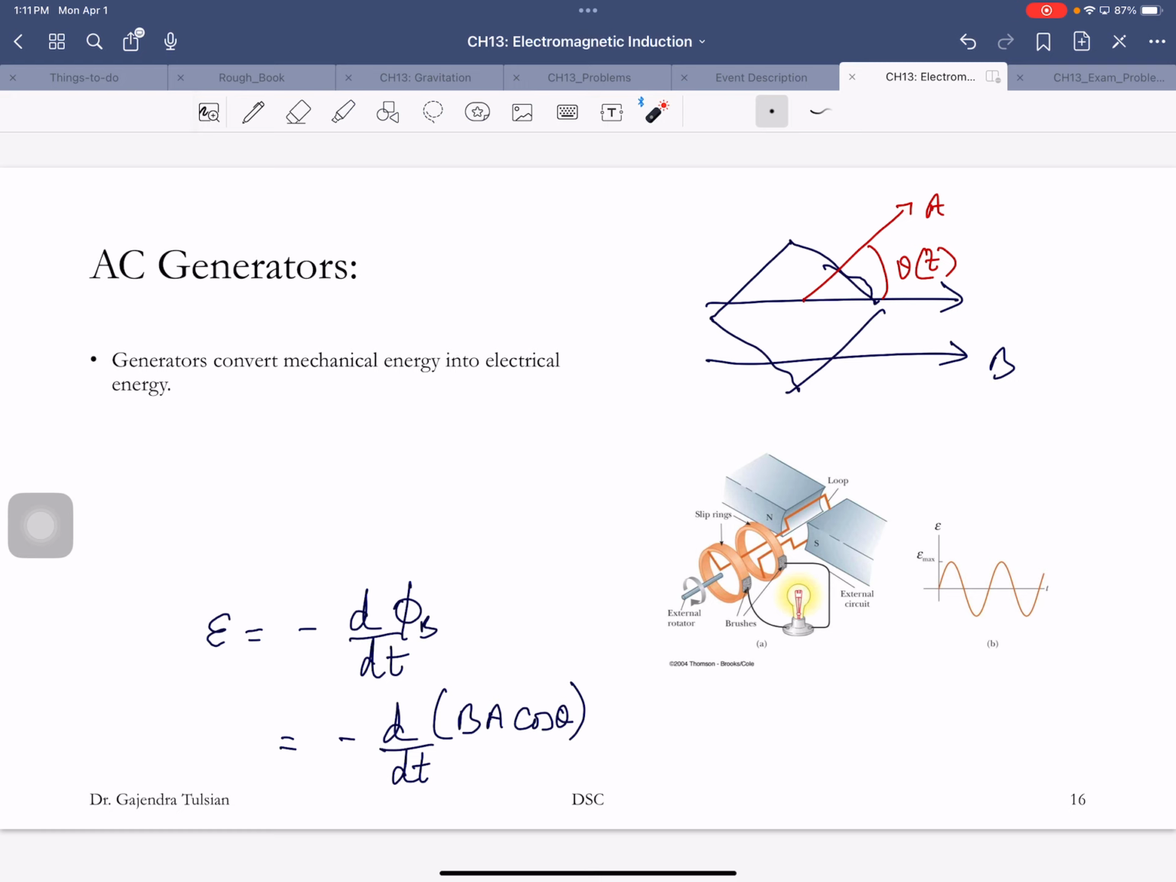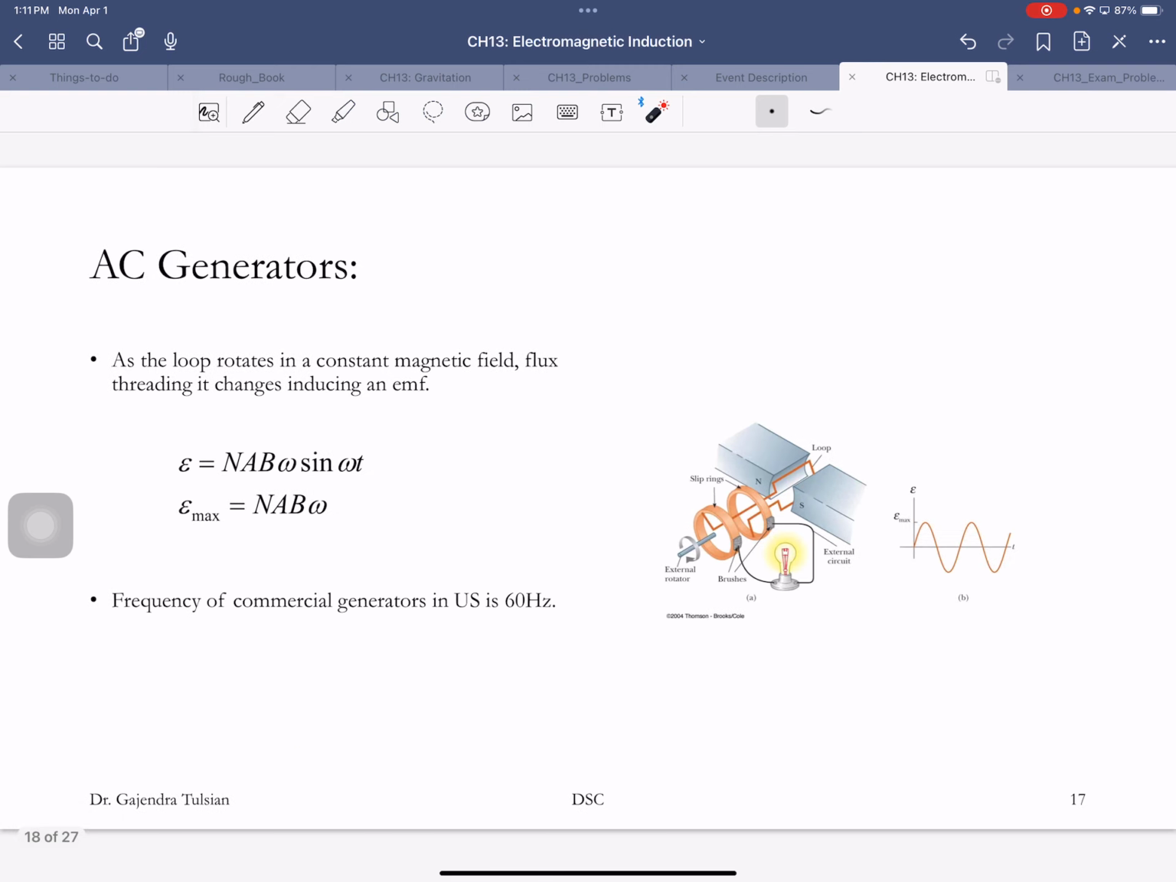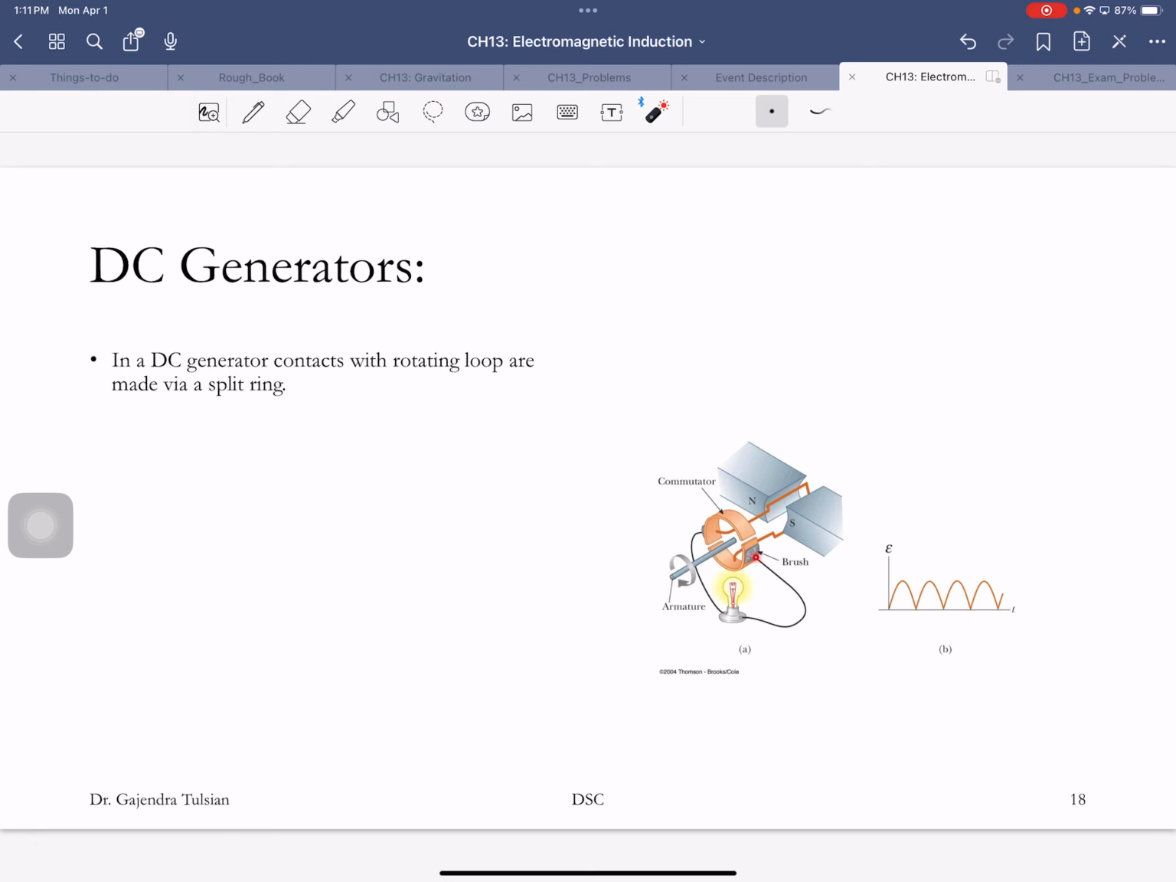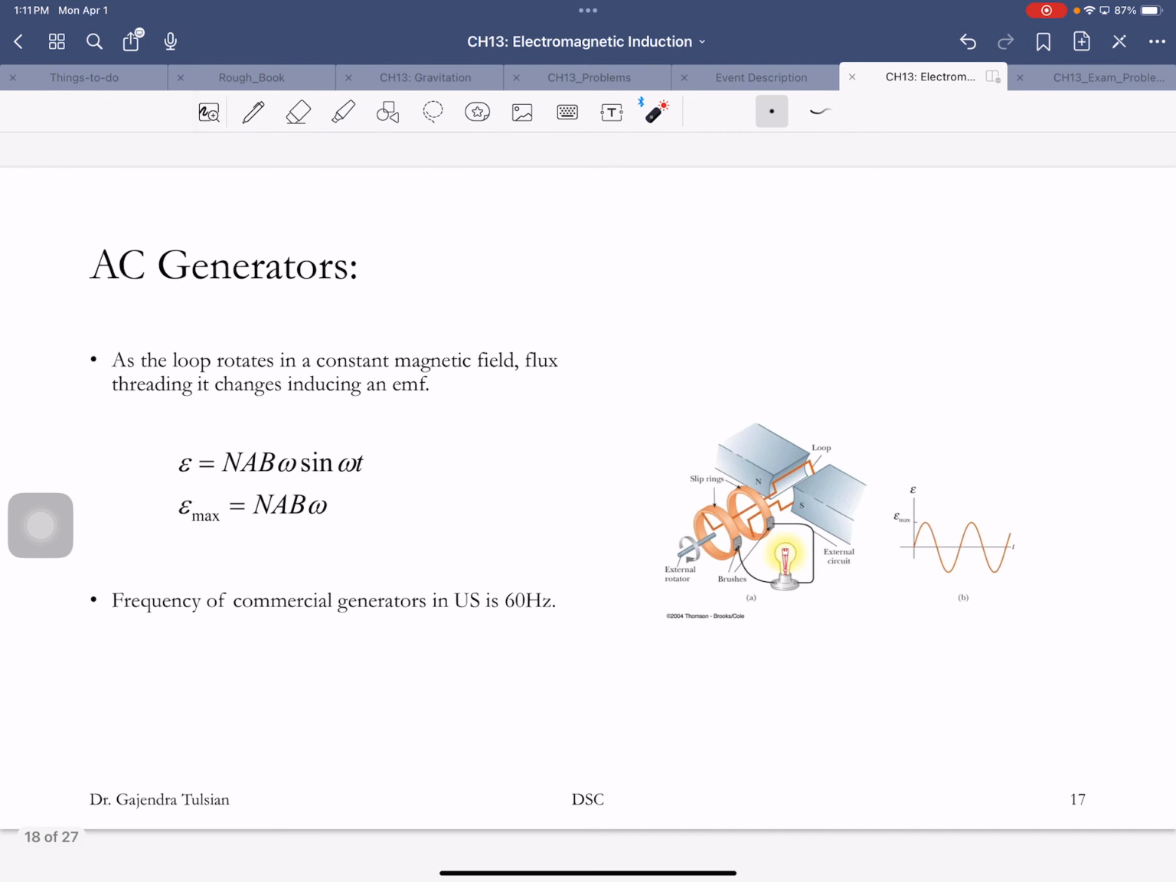You get an AC voltage when the wire is connected to the outside with these two slip rings. If you connect it using one slip ring, then you get a DC voltage. Now, omega is the angular frequency, and the maximum voltage, the amplitude of this voltage, is N A B omega. N is the number of turns of wire, A is the area contained, B is the magnetic field strength, and omega is the angular speed.